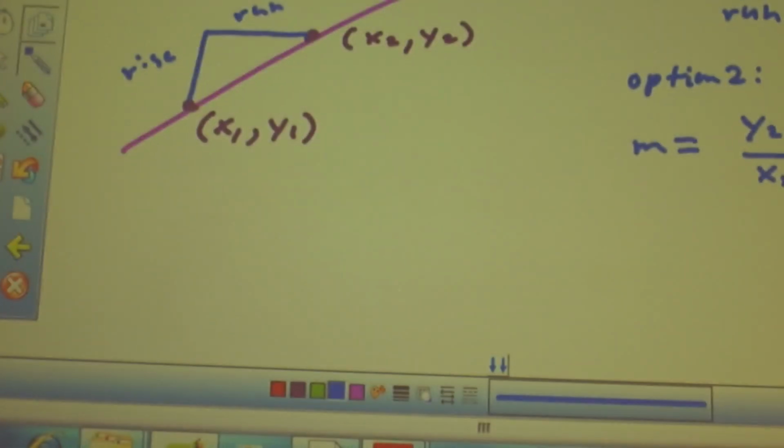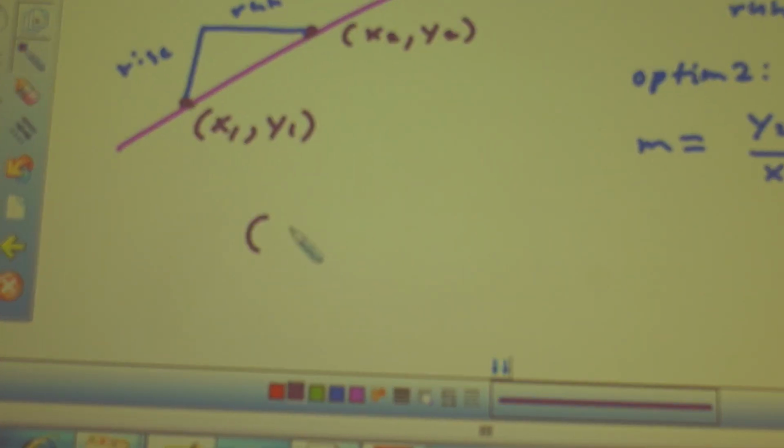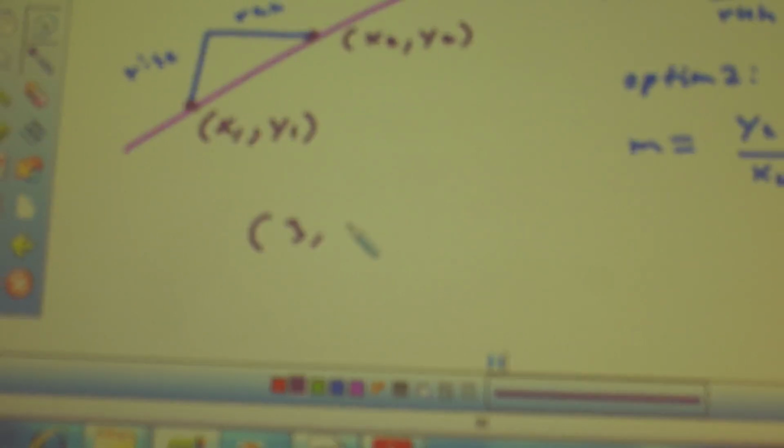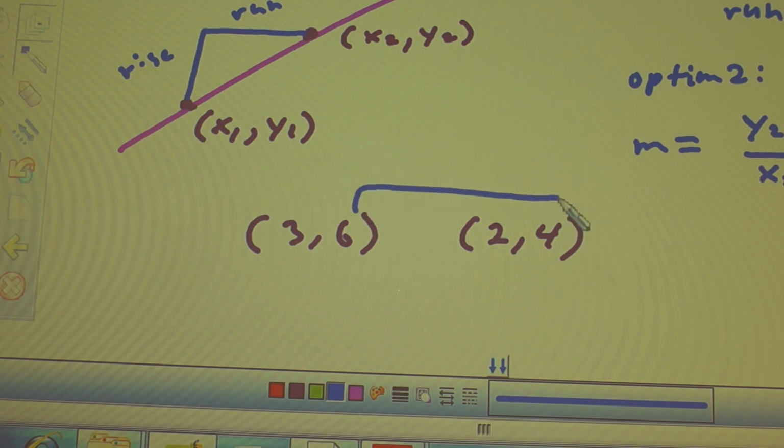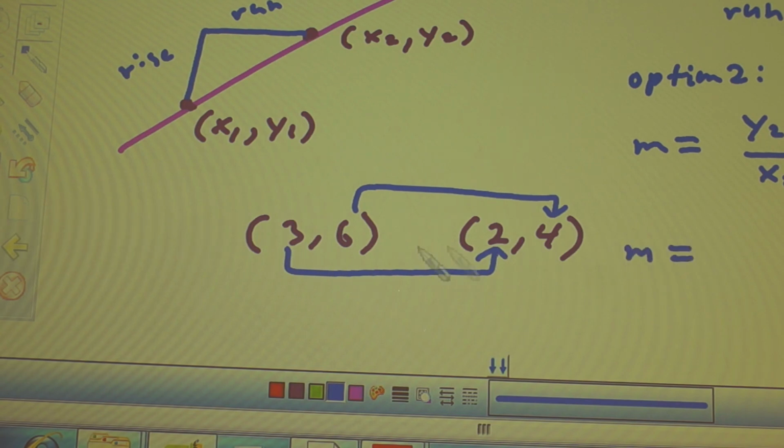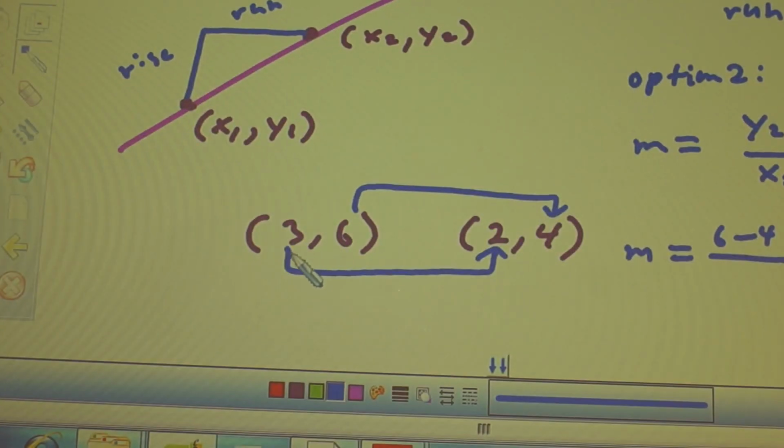This is how I like to do it. Say I've got 2 points. I've got 3, comma 6, and I have, I don't know, 2, comma 4. These are my 2 points, and then it's the y's. So I'm going to do this one minus that one. Whatever one I start with, I have to start from the same spot for the second. So if I'm going to do m equals 6 minus 4, that's on top. The bottom has to be 3 minus 2.